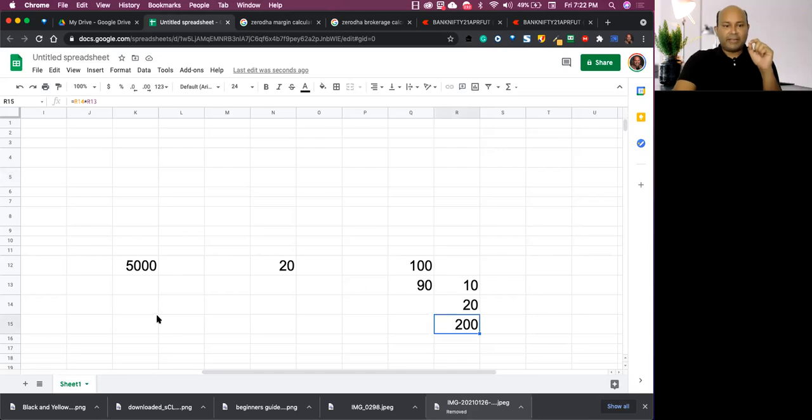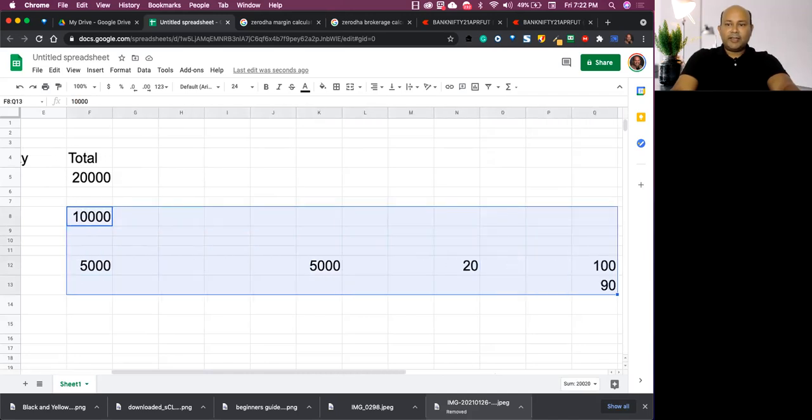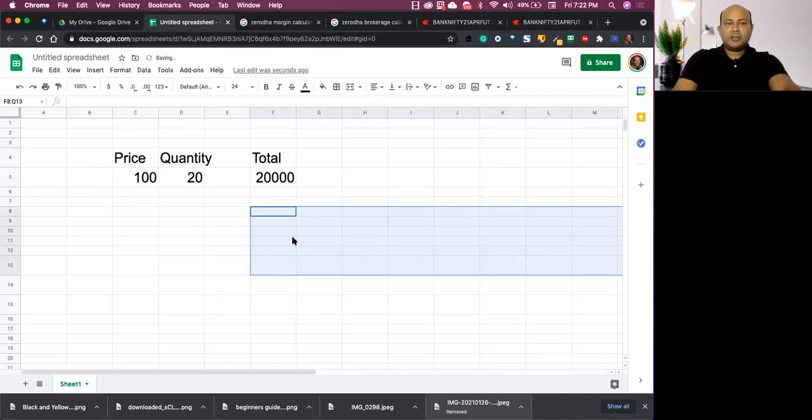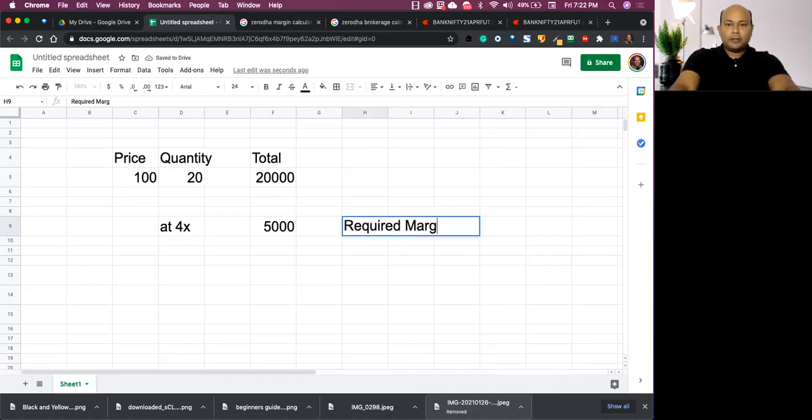Let's do this one more time. Okay, let's do this on the positive side. Let's say you have bought goods worth 20,000 rupees. Okay, but the margin money required is just how much? 4x. At 4x, let me write this very clearly. At 4x, the required margin money is 5,000. This is the required margin money.